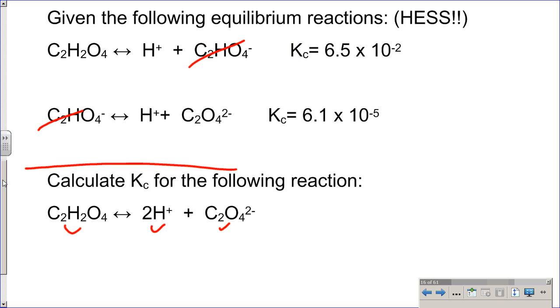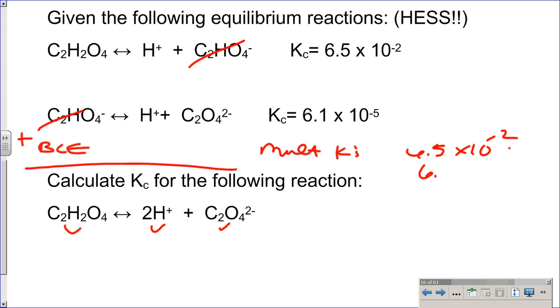So what am I supposed to do with the K's? Multiply, thank you. You add the reactions, but you multiply the K's. So then you would just take 6.5 times 10 to the negative 2 times 6.1 times 10 to the negative 5.